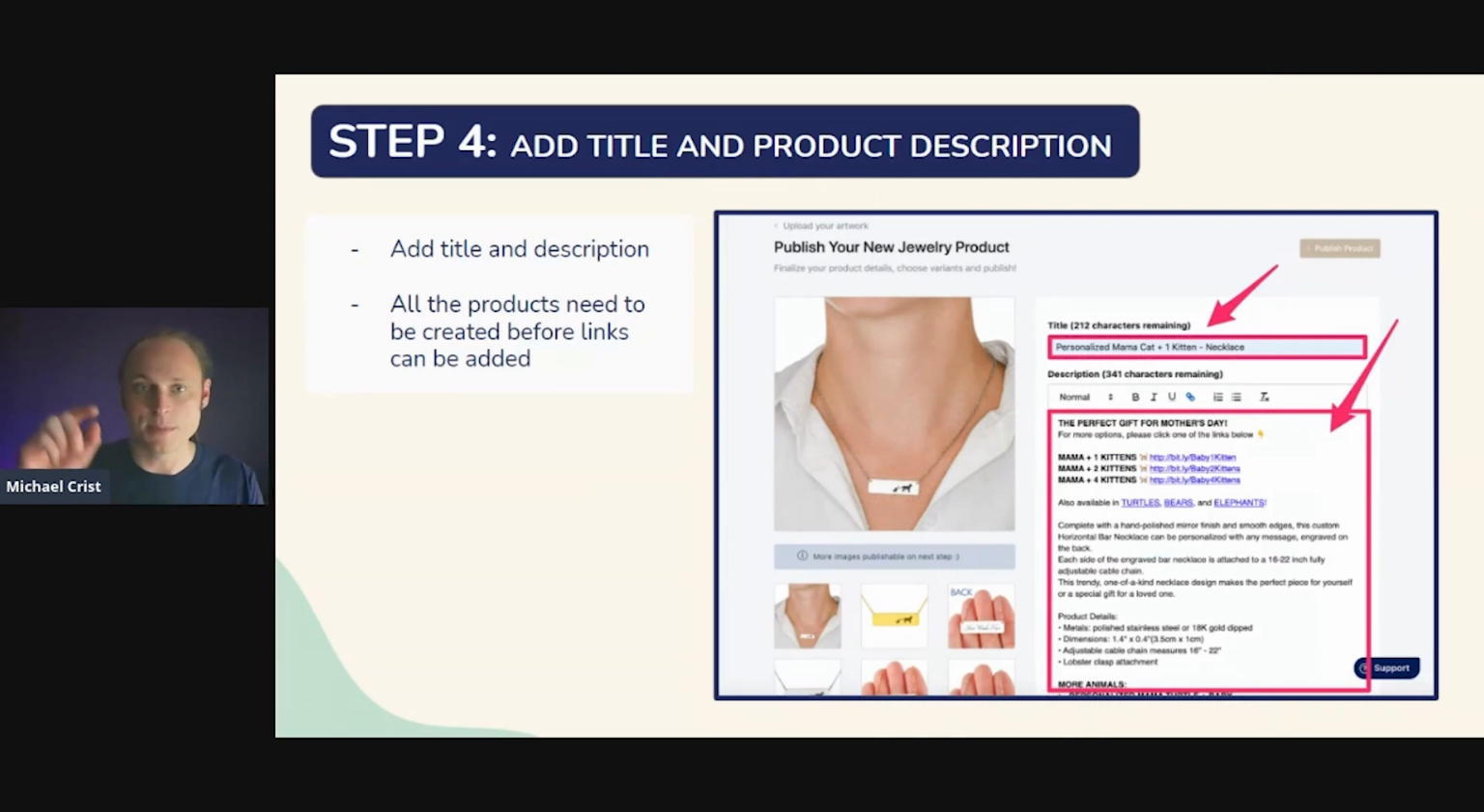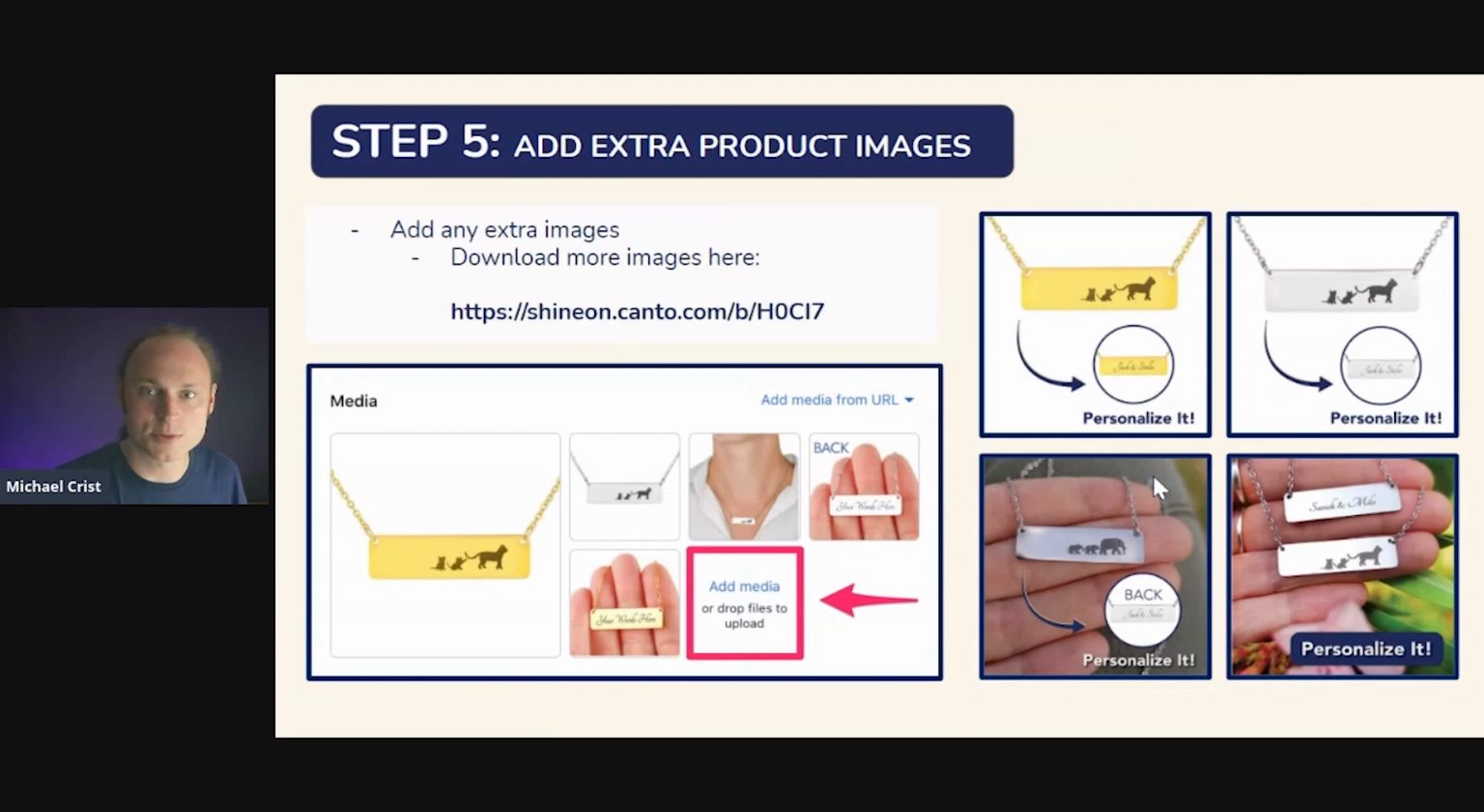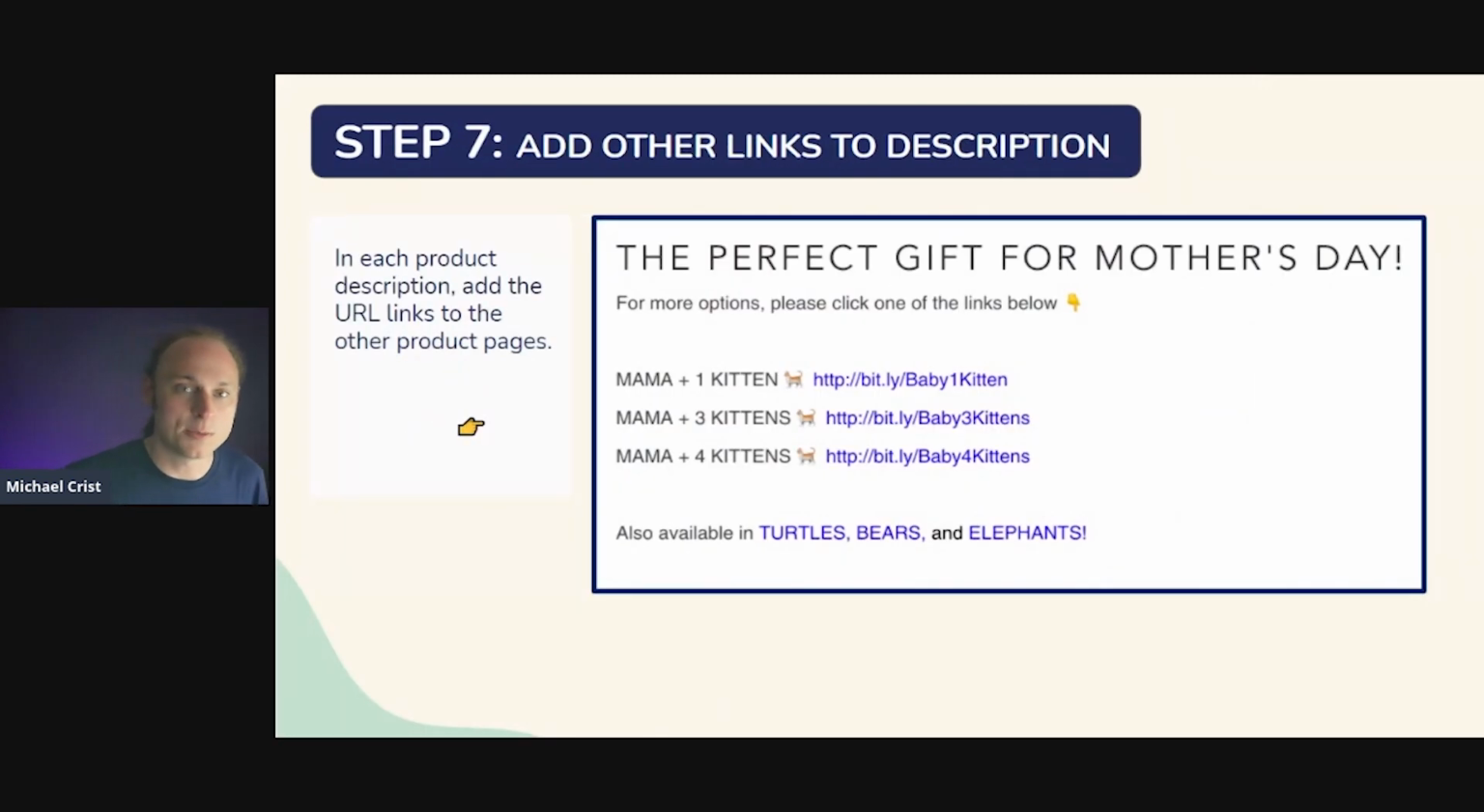I'm going to make this presentation downloadable here in a little bit, and you're going to be able to come in and copy the description we have here. One of the important things about the description is you're going to want to make sure that you include the links to the other animals, right? Because if someone has more than one kid, they're going to want to be able to customize it, and they're going to need to find those other links.